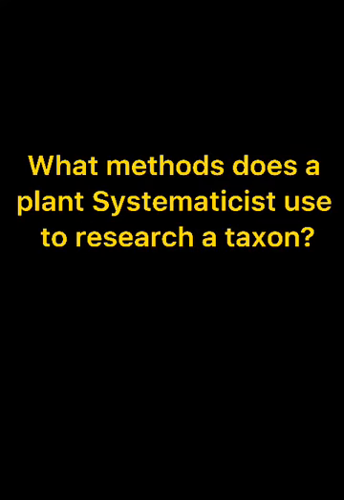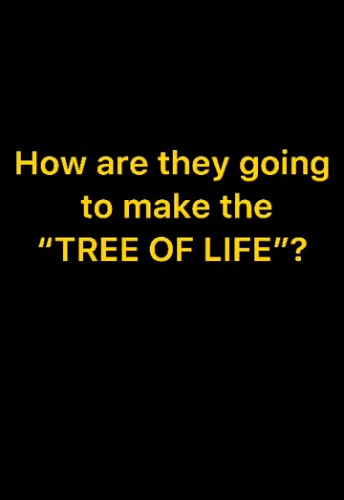What method does a plant systematist use to search a taxon? Plant scientists might choose a taxon to examine and refer to it as a research group or in-group. Operational taxonomic units, or OTUs, are the individual taxonomic units. How are they going to make the tree of life? Is morphology, physical appearance and attributes, or genotyping, DNA analysis, the preferable method? Each has its own set of pros and downsides.